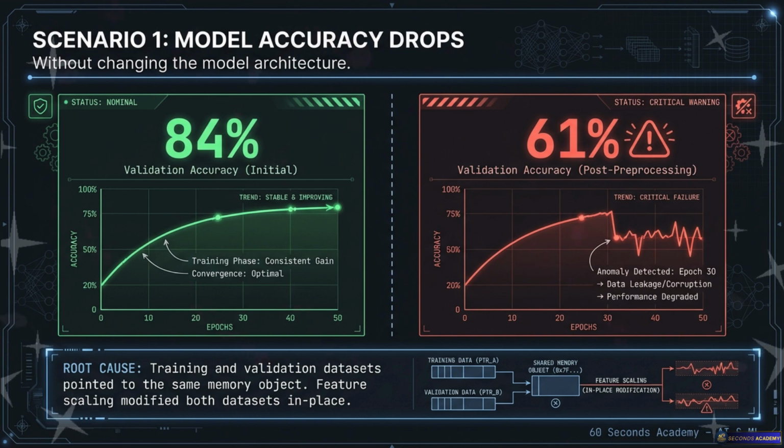Exactly. Feature scaling modified the data set in place because, completely unbeknownst to you, your training set and your validation set were actually pointing to the exact same memory object. Which means you didn't train a model and test it on new data. No. You trained a model, corrupted the data it was training on, and then tested it on that same corrupted data. Your evaluation metrics are completely fraudulent. You aren't testing generalizability at all. You're just testing how well your model learned the specific noise you accidentally injected. It's brutal. But wait, it actually gets worse.